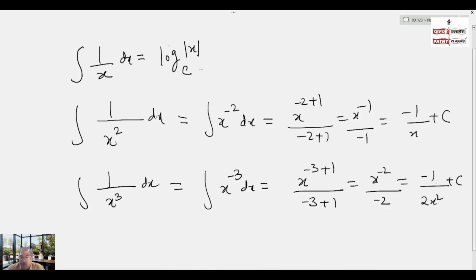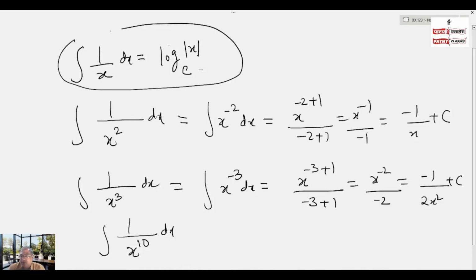In this way, you can do this problem. If any other number is there in place of x cube, there can be x raised to 10, even then we can use the type 1 method. And this formula, the 1 upon x formula, is only applicable when the power is 1.